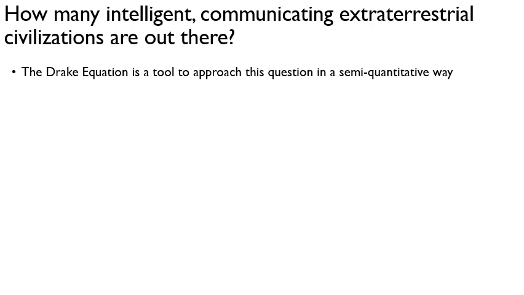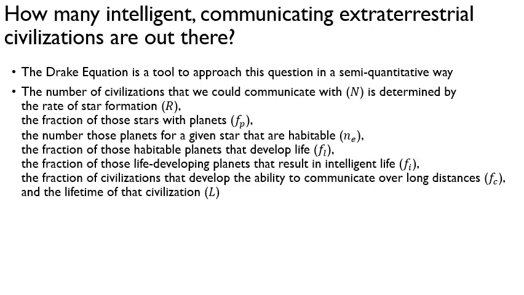But there's a thing called the Drake equation, a tool to help us approach this question in a semi-quantitative way. As you'll see, it by no means will give any kind of definitive answer. There are just too many unknowns. But it's a way to help you think about this problem and to give a really rough estimate just based on some best guesses.